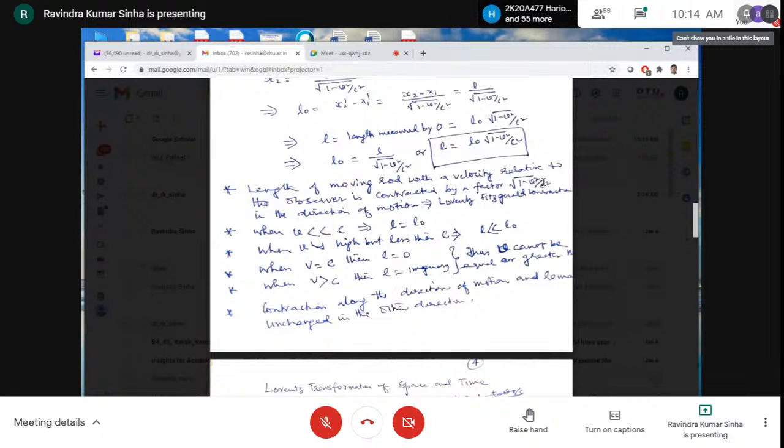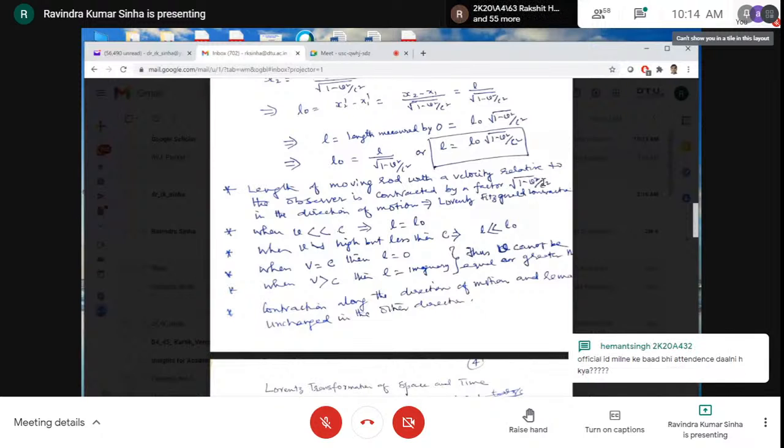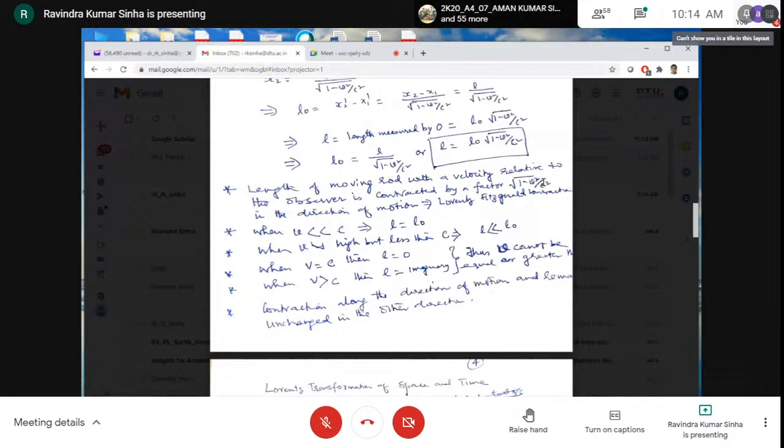When V is very, very less than C, L is almost equal to L0. When V is high but less than C, L will be less than L0. And when V is equal to C, then L will be 0. When V is greater than C, L will be imaginary. This cannot be true because there is a certain length, so it can't be 0, isn't it?